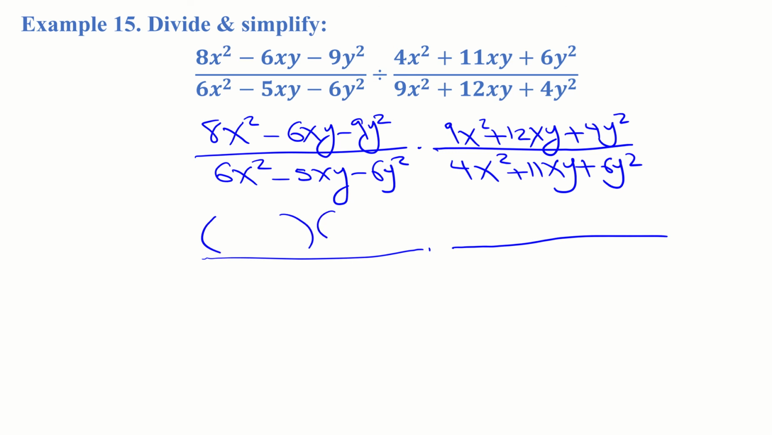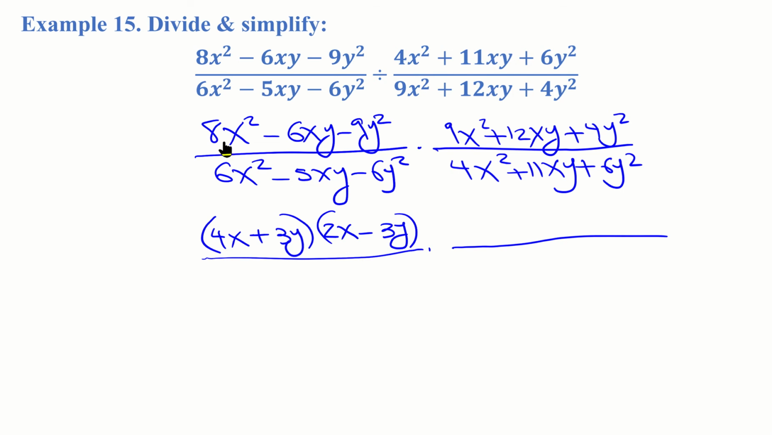So let's see. What about 4x and 2x maybe? And 3y and 3y. Let's try that. So let's see. The inner product is going to be 6xy. The outer product is going to be 12xy. So we should be able to get negative 6xy out of it, right? So since we want negative 6xy, we're going to make the larger product negative. So let's see if this works.